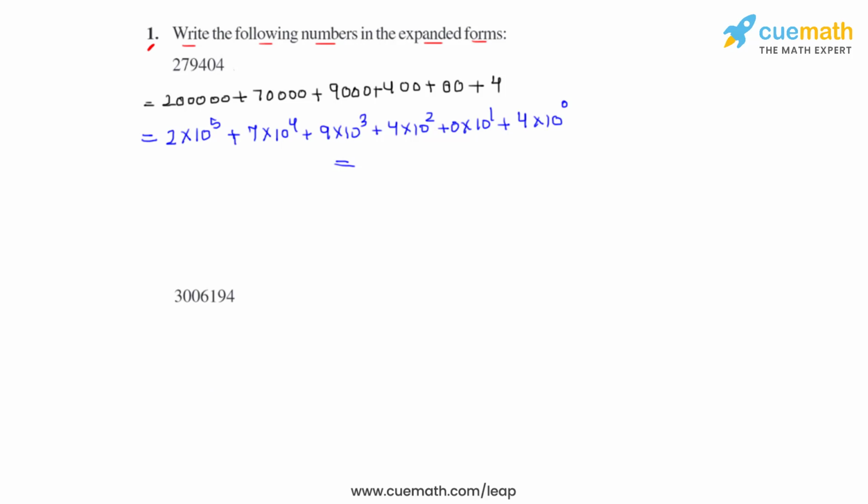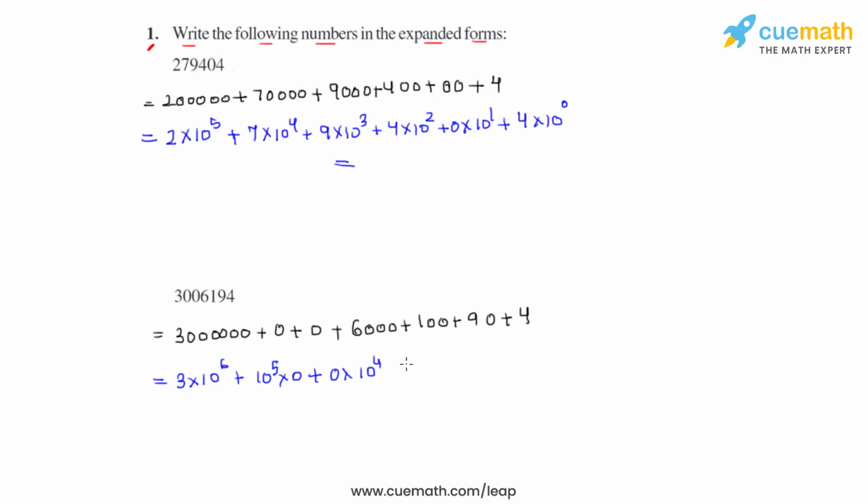Now we'll do the same thing for the second number that we have in the question. So let's break it down first. We'll write it as 3 followed by 6 zeros, as there are 6 places after 3, plus 2 zeros. Then we have 6 followed by 3 zeros, 1 followed by 2 zeros, 9 followed by 1 zero, and then finally 4. So this can be written as 3 times 10 raised to 6 plus 0 times 10 raised to 5, plus 0 times 10 raised to 4, plus 6 times 10 raised to 3, plus 1 times 10 raised to 2, plus 9 times 10 raised to 1, plus 4 times 10 raised to 0 is the expanded form for the given number. We'll go on to the next set of bits.